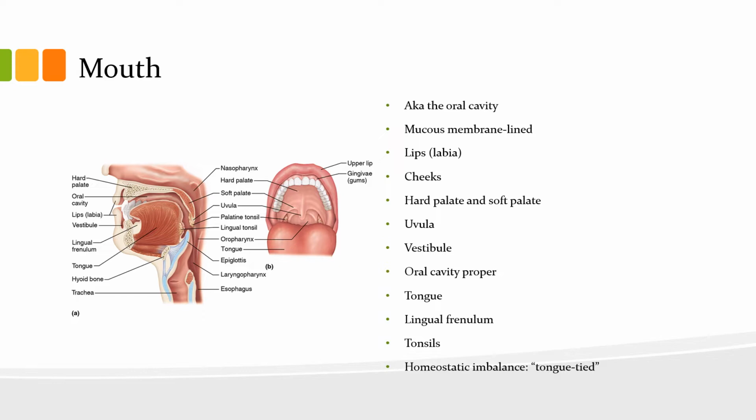Children, so a homeostatic imbalance here is being tongue-tied. So this is just children born with an extremely short frenulum. It restricts movement, can lead to distorted speech. However, it's caught generally much quicker than that because some children will have issues feeding if they're tongue-tied. So it's usually caught a little sooner than when they're already speaking.